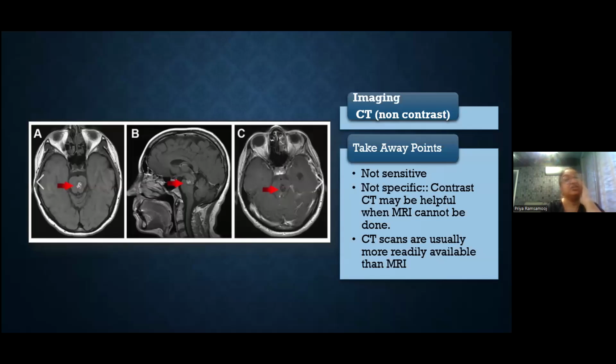So in these patients, CT non-contrast. The thing with CT non-contrast in these patients is it's not very sensitive, nor is it very specific, right? It's just that CT scans tend to be more readily available than MRI. The thing with using CT in these patients is that it can actually miss a lot of small lesions, even some bigger ones as well, right? And it's not very specific.